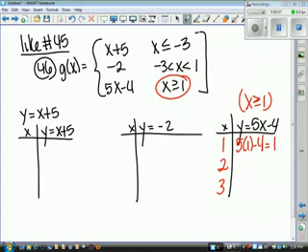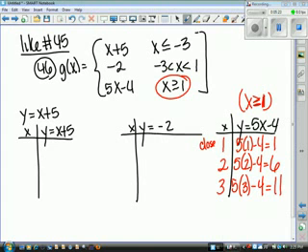5 times 1 minus 4, that is 1. I'll plug in 2. 10 minus 4 is 6. 3, 5 times 3, 15 minus 4 is 11. Since this has an equal to, the 1 will be a closed circle.